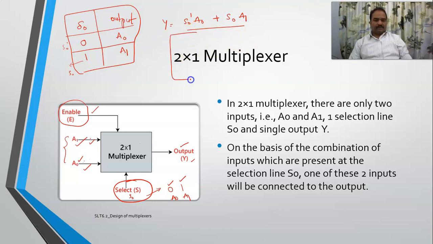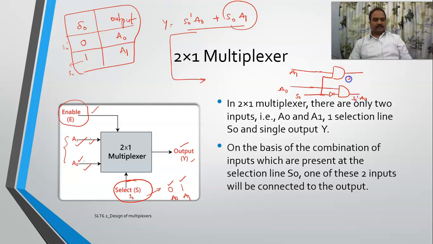Now, how do we represent it in logical form using gates? The first term is S0 A1. Both are multiplied, so I'll be using an AND gate. The other one is S0 bar A0, where S0 is negated, and again this is an AND gate. Between these two, S0 bar A0 and S0 A1, both are to be summed. If I have to sum these things, I should use an OR gate. So this is my Y.